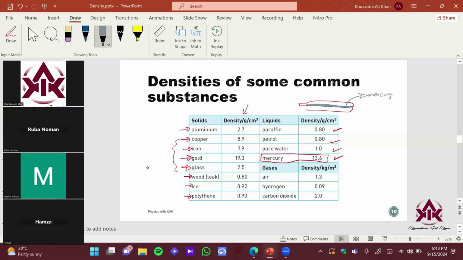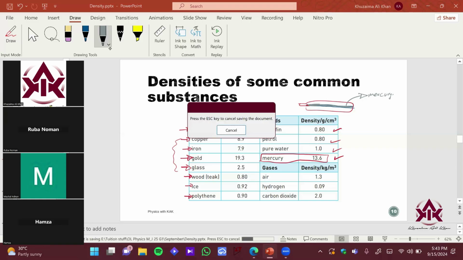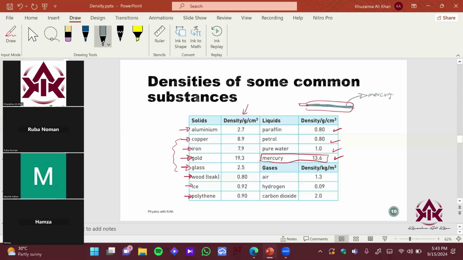Mercury is pretty dangerous if you touch it. If any particle goes into your body, it's poison, right? Amount of matter. So don't try it at home. The densities of liquids are less than or equal to solids. Paraffin is 0.8, petrol 0.8, pure water is 1. Mercury is pretty poisonous, right?